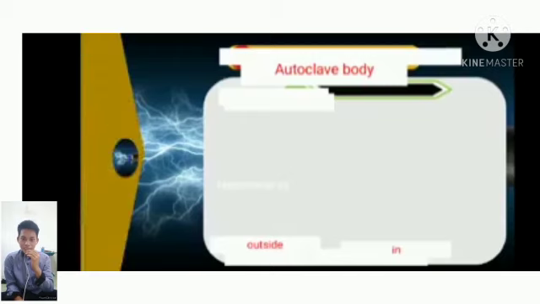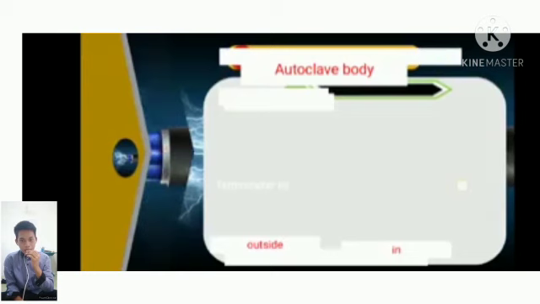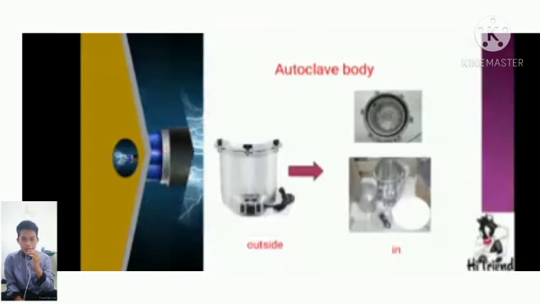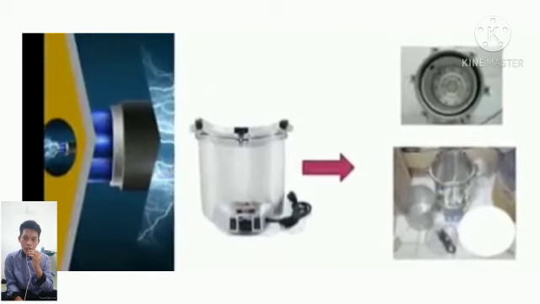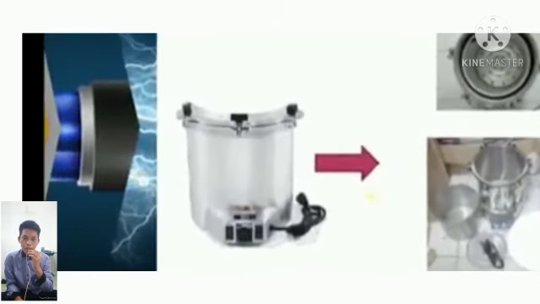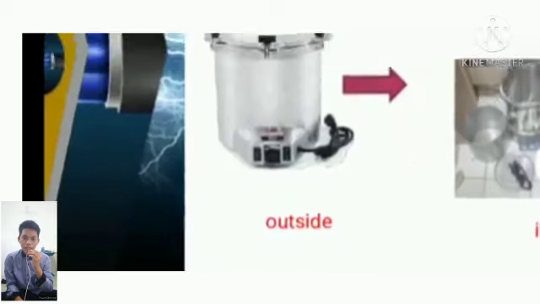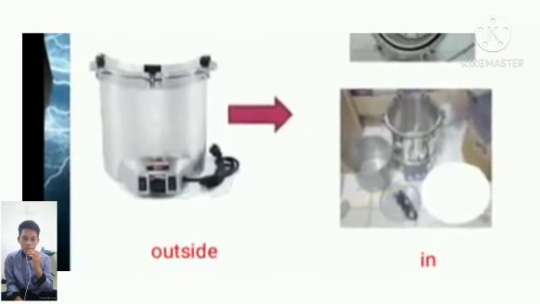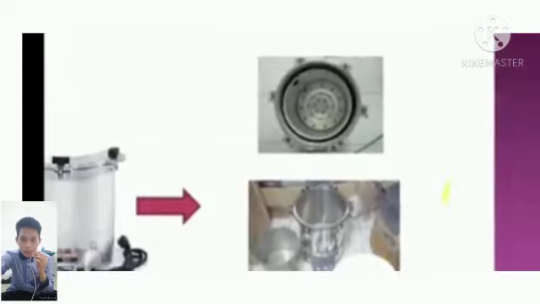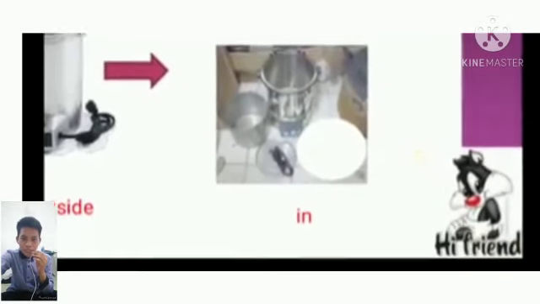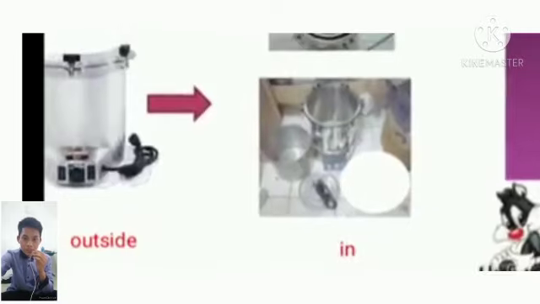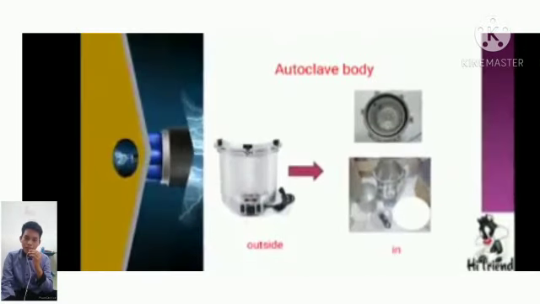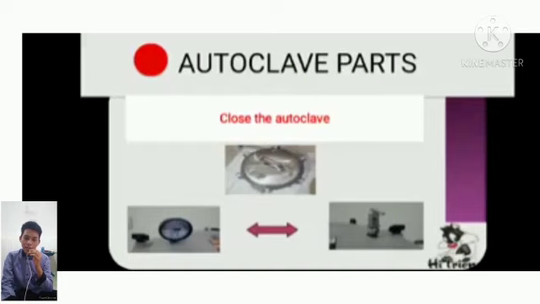Okay, next. Then we go to the autoclave body. The picture on the left is the outside of the autoclave, and the picture on the right is the inside of the autoclave. Okay, next. Then we go to the autoclave parts.